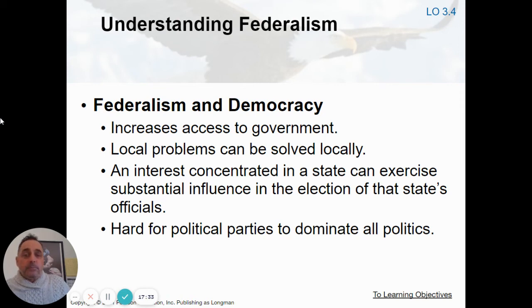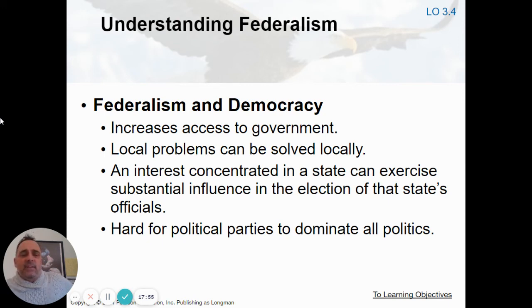Another way that they are connected together is that local problems can oftentimes be solved locally. We have specific local issues that we have to deal with that people in other states, other areas of the country don't have to deal with. So let us deal with those issues locally, and local governments allow us to do that.